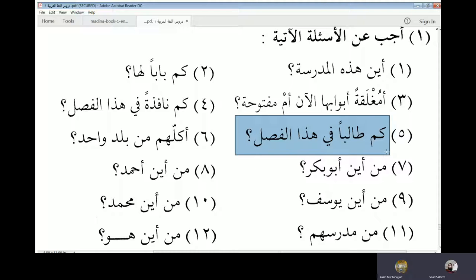Kam taliban fi hadha al-fasli? How many students in this class? I can also say fihi. Yes, fihi ashuru. Ashuru is used for feminine only, and these are male students. Okay. Fihi ashratu tulabin.